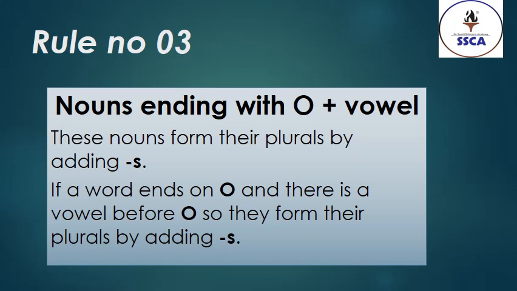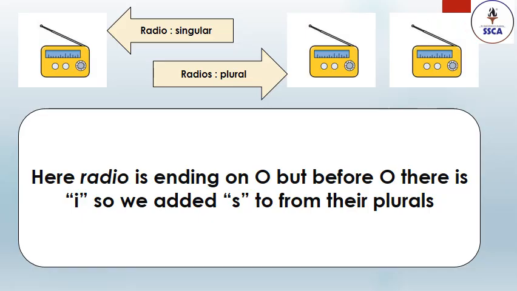Here we have rule number 3. Nouns ending with o plus vowel. So in the last slide we did rule o with consonant, and this is o with vowel. Must remember if there is a vowel before o, we will add just s to form their plural. Let's have some examples. This is radio. You can see before o there is i, and i is a vowel. So we added just s to form its plural.